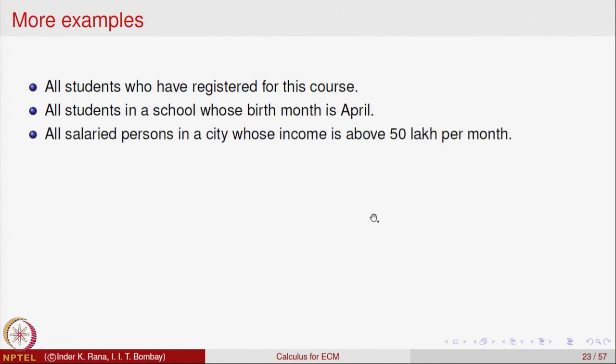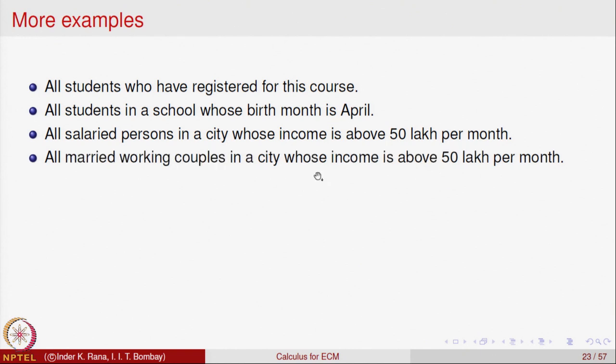Okay, well defined. All salaried persons in a city whose income is above 50 lakh per month. Of course, here we have to understand what is a salaried person. So, who is employed somewhere and getting a remuneration every month or every day or something like that. So, salary should be well defined, and income should be well defined. What is the meaning of income? We should be able to say without any ambiguity what income means and what salary means for a person. Then only we can do any analysis of such data.